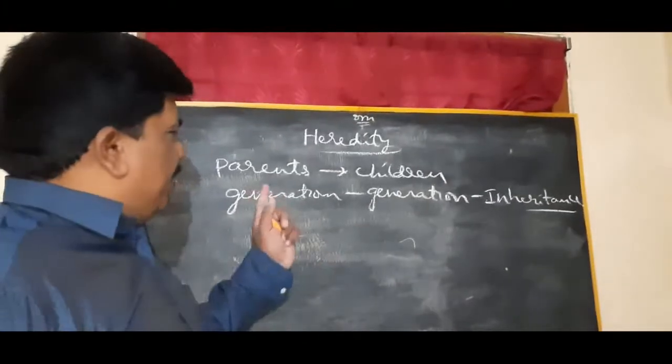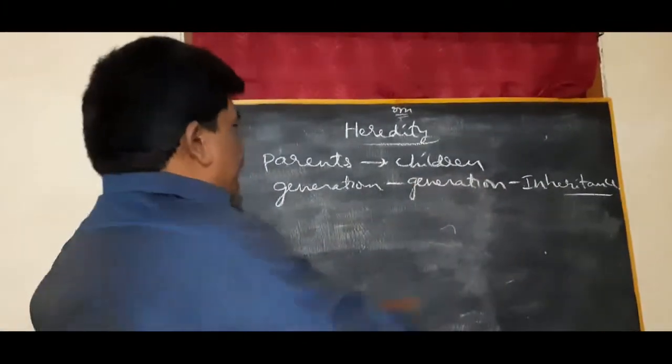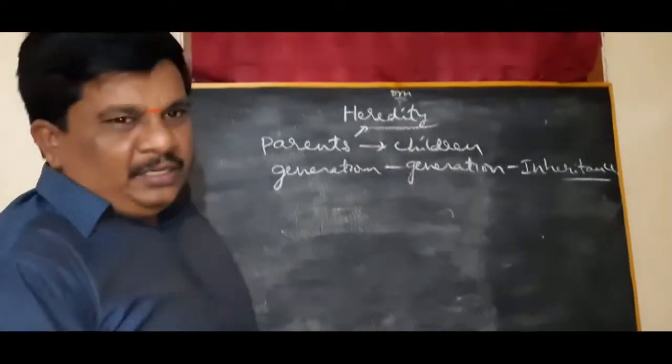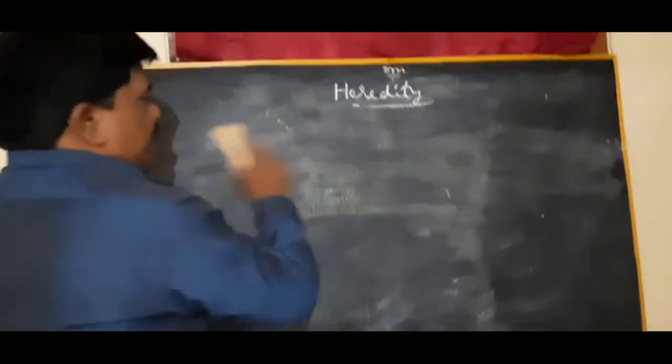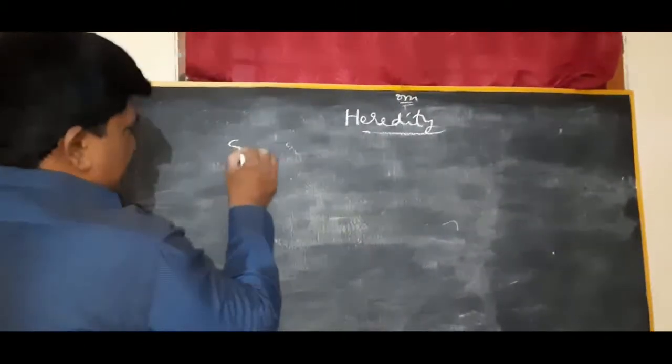So, passing of characters from parent to child is called heredity. What do you call? Heredity. Let me discuss the similarities and variations. What are similarities? What are variations? Similarities.